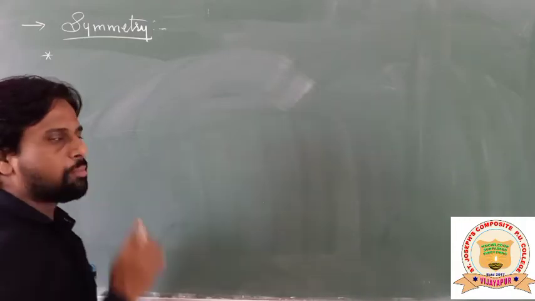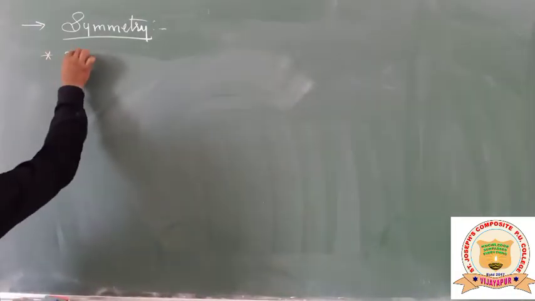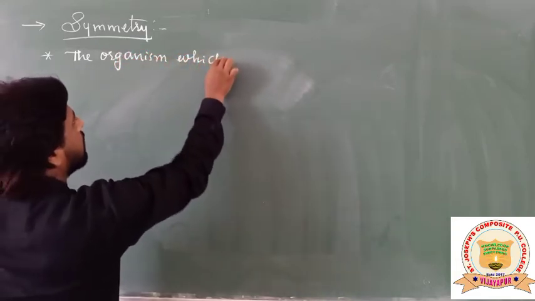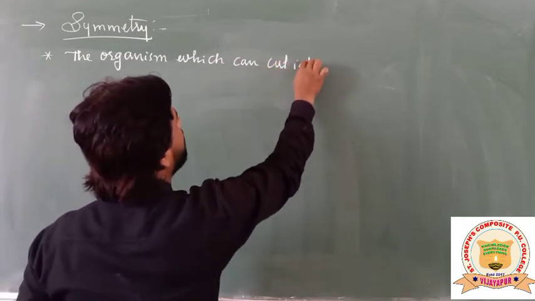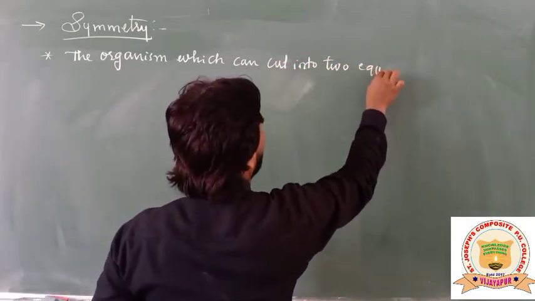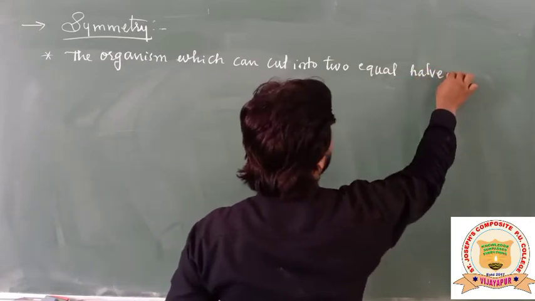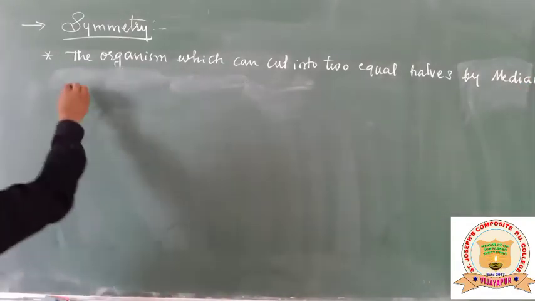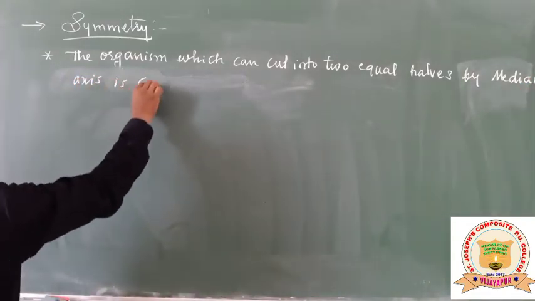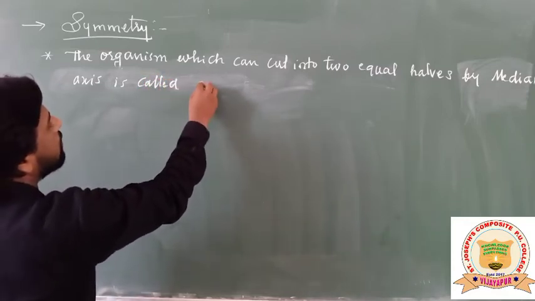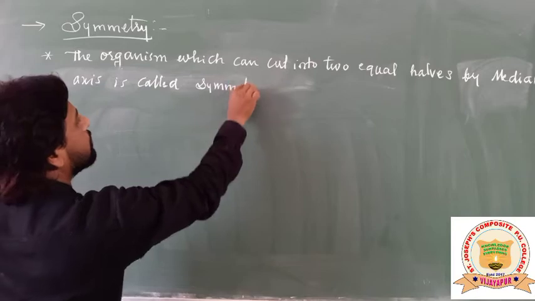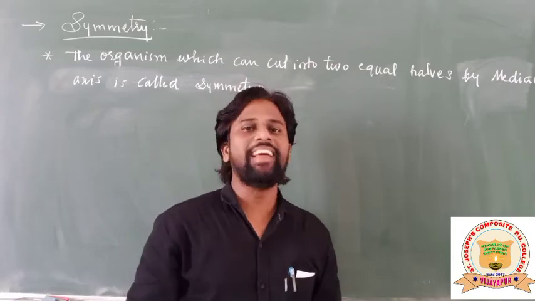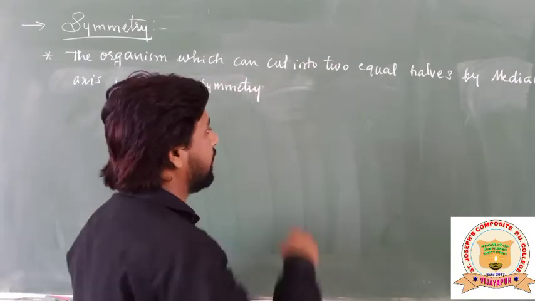So symmetry. Symmetry is nothing but the organisms which can be cut into two equal halves by the median axis is called symmetry. Okay, so any individual you take, if you cut it into two equal halves from the median axis. Students, let me explain with one example here.